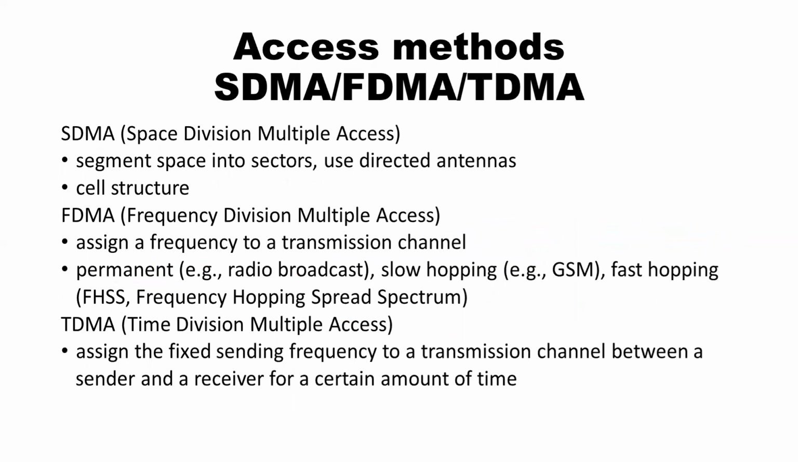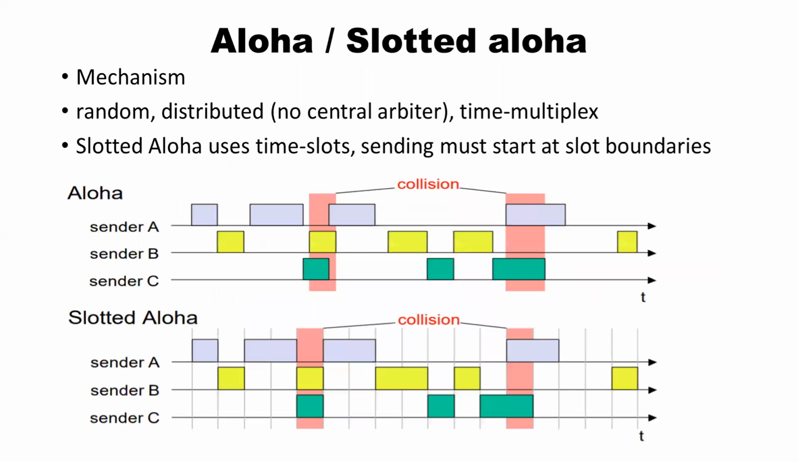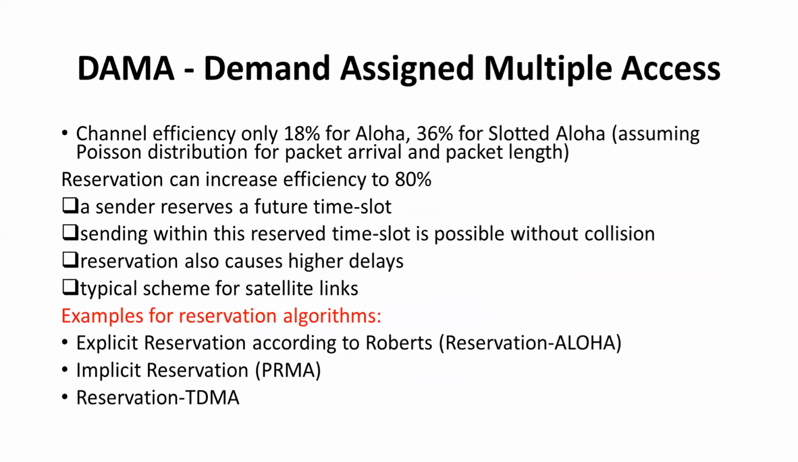SDMA, space division multiple access: segment space into sectors, use directed antennas. Cell structure. FDMA, frequency division multiple access: assign a frequency to a transmission channel, permanent, slow hopping, fast hopping. TDMA: assign the fixed sending frequency to a transmission channel between a sender and receiver for a certain amount of time. Aloha, slotted Aloha mechanism: random distributed time multiplex; slotted Aloha, clients sending must start at slot boundaries.